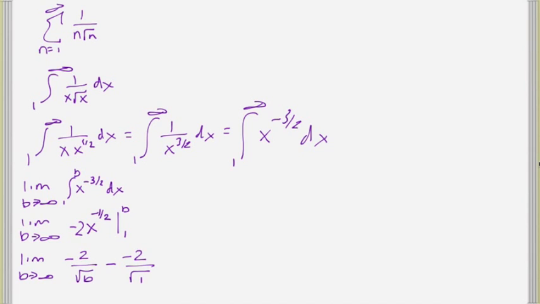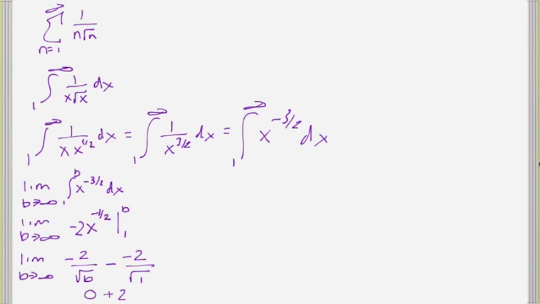As b goes to infinity, square root of infinity is infinity, negative 2 over infinity is 0, plus 2. So this integral converges. That means the series converges. It does not mean the series converges to 2. It means the series converges, but we don't know what to. Can we find it? We cannot. We cannot find out what it converges to. We can just know that it converges.